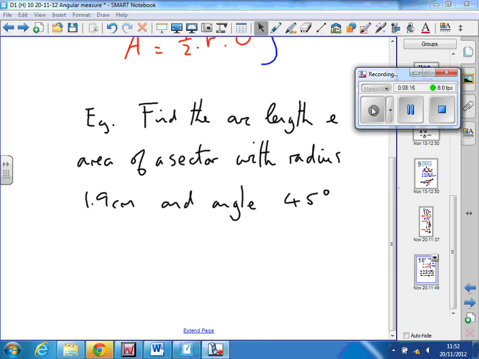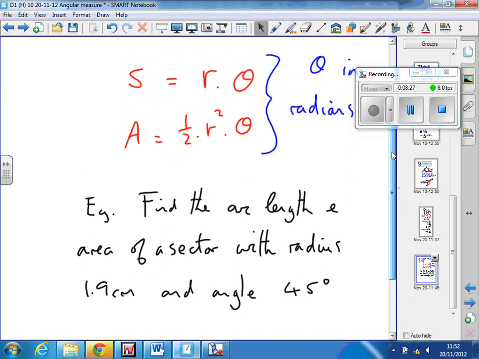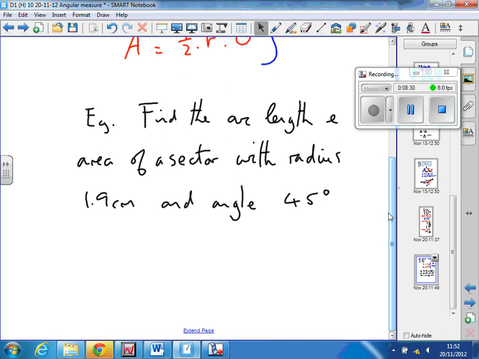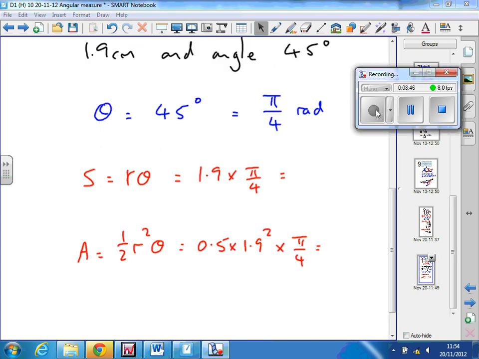So here's an example. Find the arc length and area of a sector with a radius of 1.9 centimetres and an angle of 45 degrees. So you use the two formulas above, one for the arc length and one for the area, but the angle has to be in radians, so you first of all convert that angle to radians. You don't actually need a calculator for the conversion. 45 degrees you should be able to do, and then you just use the formula and come up with the values. So converting theta 45 degrees into radians, it's pi over 4. And then plugging those values in, we get arc length and area.